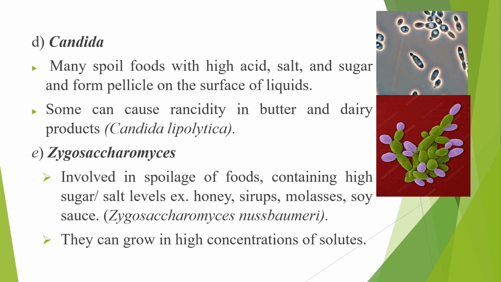Saccharomyces are involved in the spoilage of food containing high sugar levels, high salt levels, etc. They can survive. We know that usually honey is used as a preserving liquid for the preservation of fruits, vegetables, etc. And some species of Saccharomyces can even survive in such solutions, and they can grow in high concentrations of the solute.